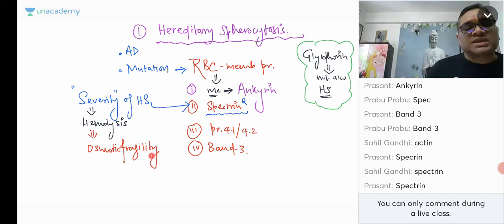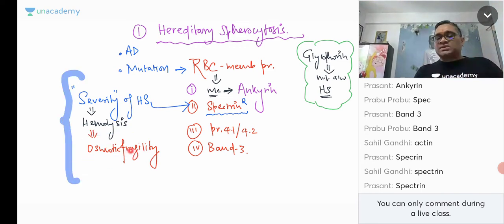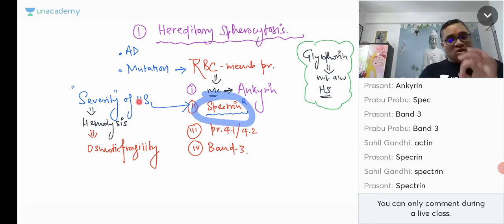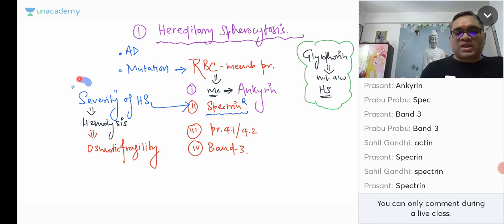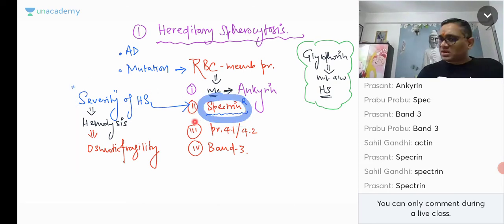These are the 3 different questions which the examiner will try to ask you: severity associated with, or hemolysis associated with, or osmotic fragility. All 3 are the same. Severity we assess by hemolysis, hemolysis we assess by osmotic fragility, and all 3 are most strongly associated with spectrin mutation. Clear? Hereditary spherocytosis is an autosomal dominant RBC membrane protein mutation disorder.